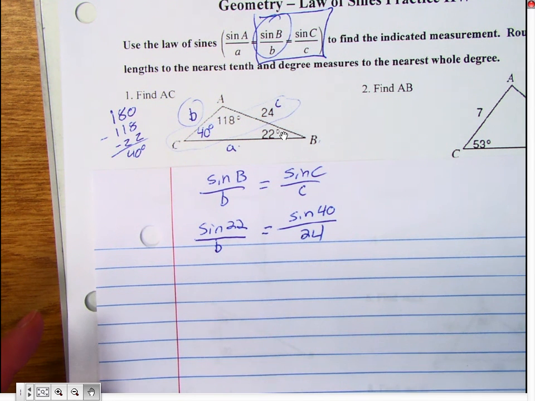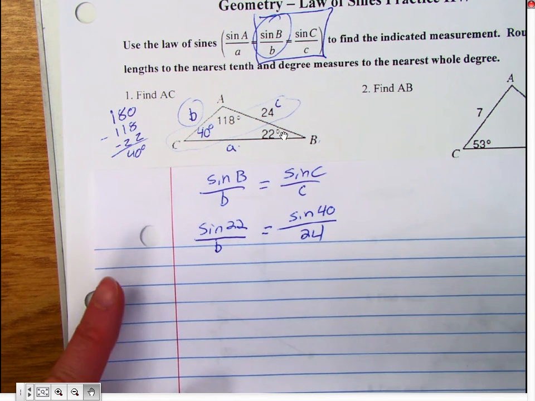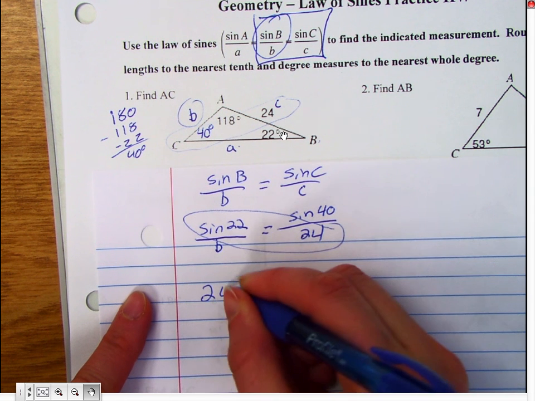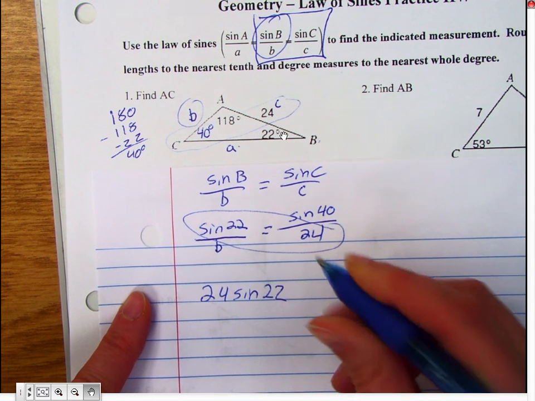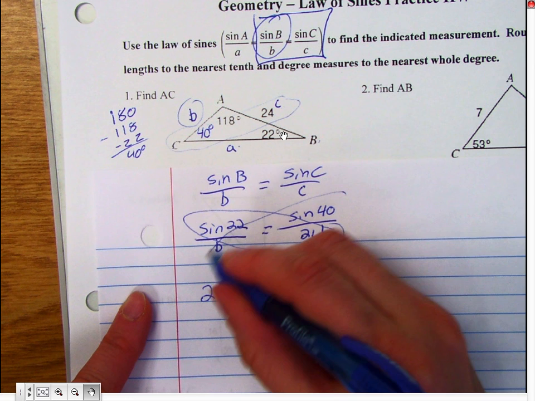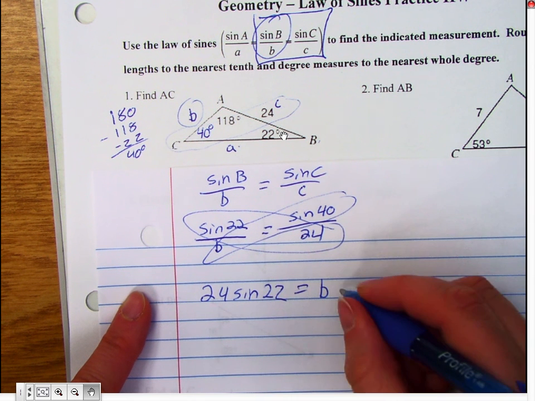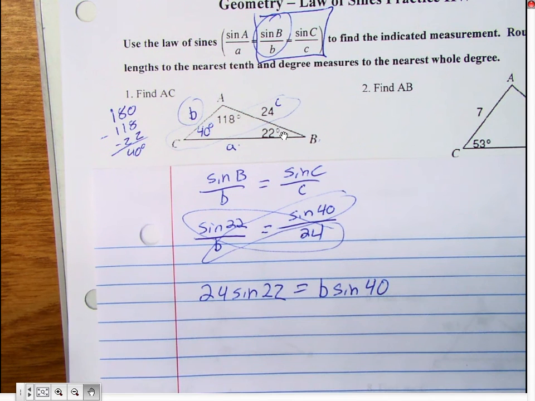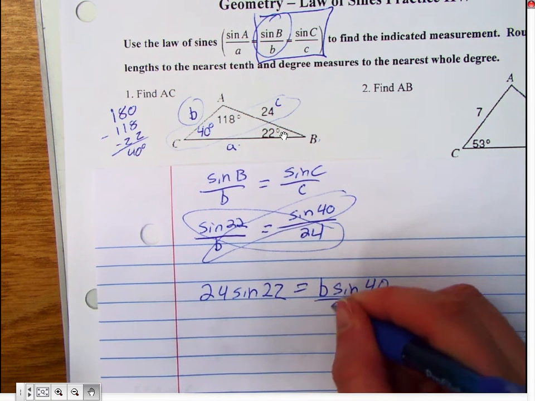We are going to cross multiply now. Okay? We're going to write 24 sine 22 equals B sine 40. Okay? One more step before I put something in my calculator. How am I going to get B by itself? Divide. Good. Divide by sine of 40.